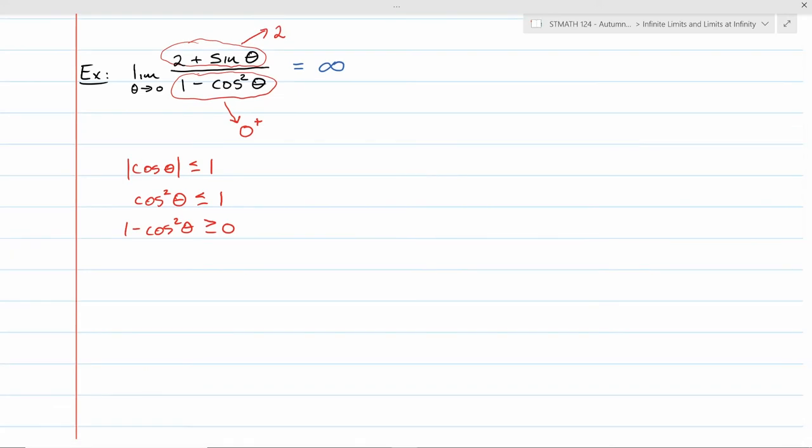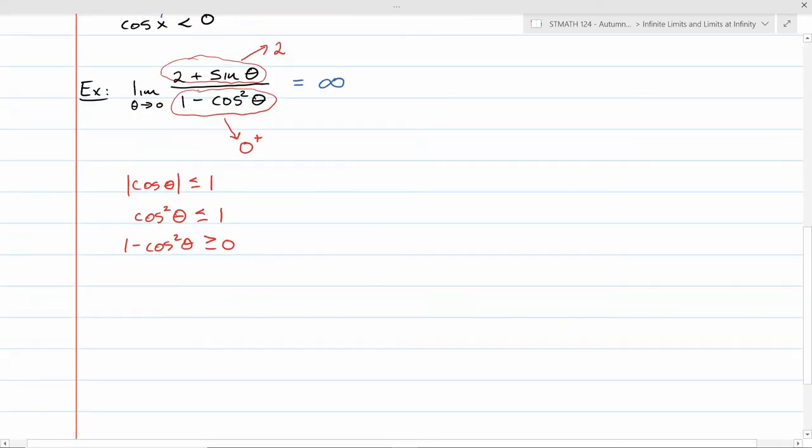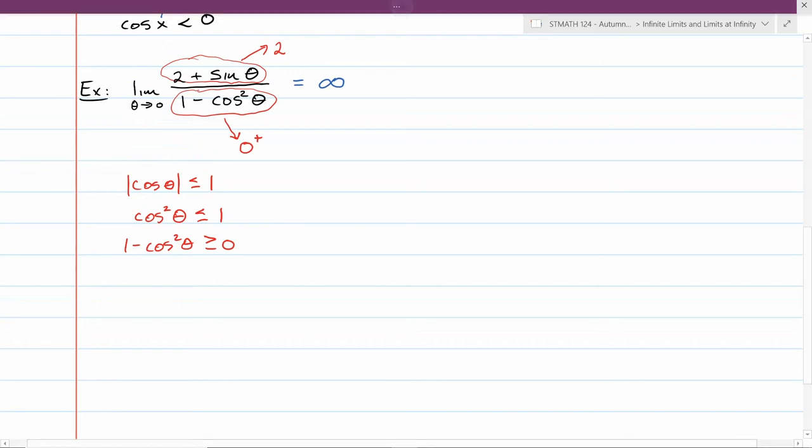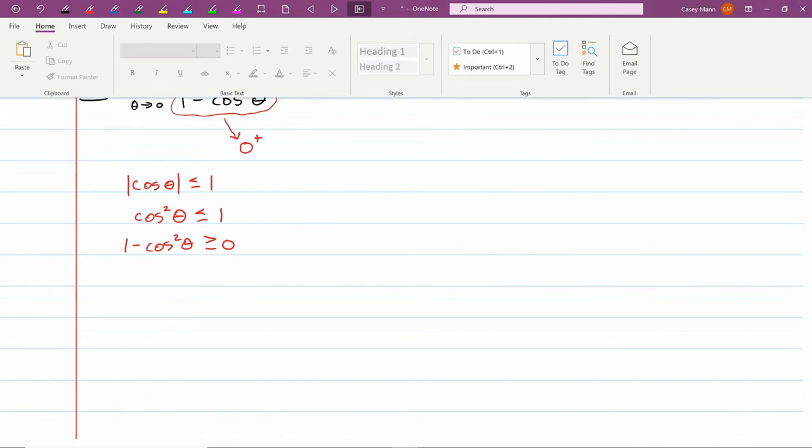Okay. So anyway, you can kind of see how that kind of reasoning works. It's a little harder for trig functions than it is for regular old powers of x, but you can still do it.